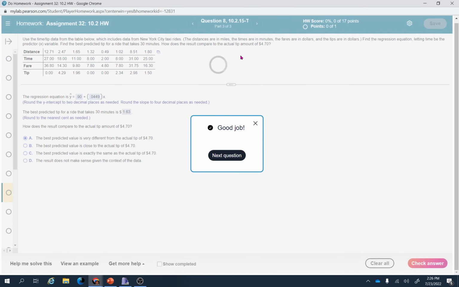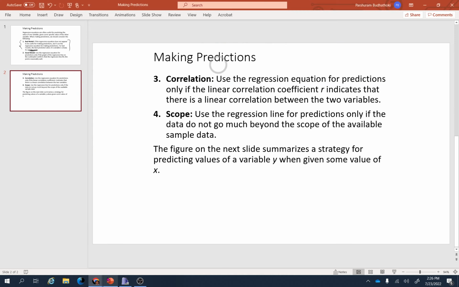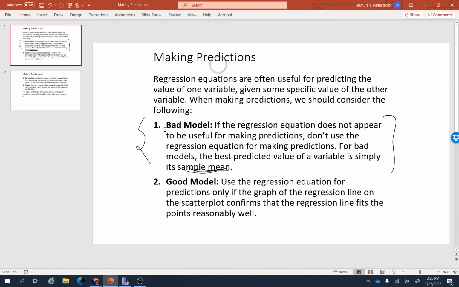This actual tip is given here, so we wouldn't know the actual tip unless it's given here. So for this type of problem, you have to find out whether the model is a good model or not. If it's not a good model, then we use the sample mean as the best predicted value. Okay.